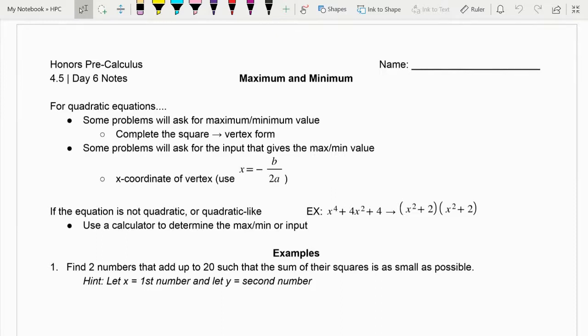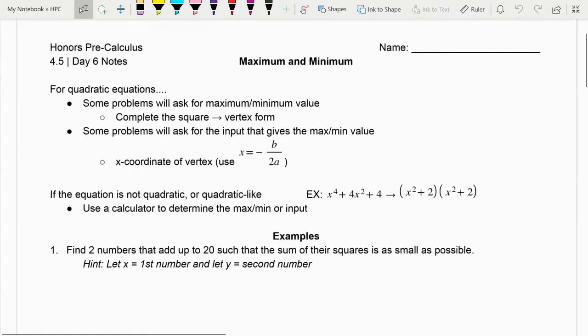So for quadratic equations, some problems will ask for the maximum or minimum value. When we have a question like that, we are going to complete the square so we end up in vertex form. Other problems will ask for the input that gives the max or min value. When that happens, you're going to find the x coordinate of the vertex. So we can use x equals the opposite of b over 2a. And then if our equation is not quadratic or quadratic-like, then we are going to use our graphing calculator to determine the max or min point.